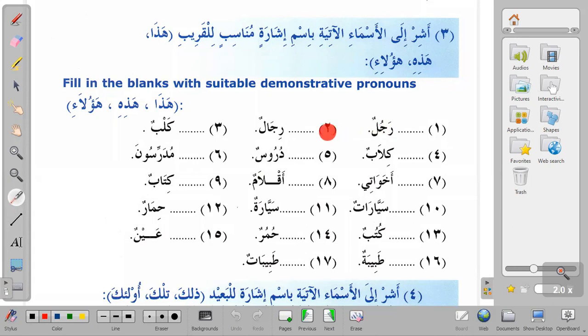So let's look at the second one. Rijalun. So you say what? Haula'i Rijalun. Right? Haula'i Rijalun. And now we have here Kelbun. Kelbun is the dog. So we use what? Haza Kelbun, of course, Haza Kelbun. Then the plural is Kilabun. Okay. So you won't say Haula'i. That was what we said about Jamu al-Ghairi Akil.